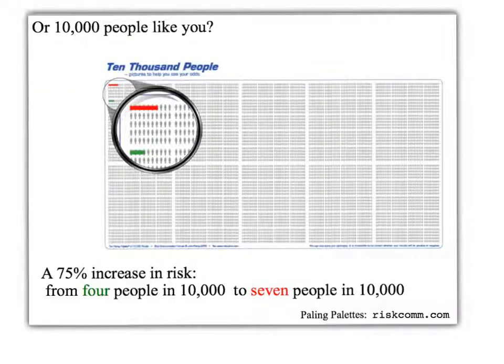And they go to a larger palette, 10,000 people. You have a risk, 4 people in 10,000, that's the green. But if you don't take this treatment, the risk is going to be 7 in 10,000. It's a 75% increase in risk from 4 people to 7 people in 10,000. 75% more likely. But you can see when you look at that out of 10,000 people, even 7 out of 10,000 is a very small risk. So it helps you see what the odds are, what's the chance.